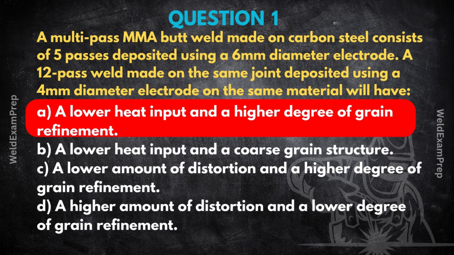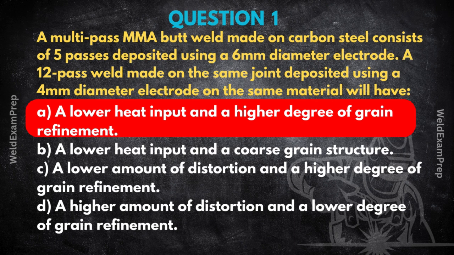But what about the others, like B, suggesting a coarse grain structure? That seems wrong now. Yeah, B is sort of the opposite of what happens. Coarse grains usually come from higher heat input, letting them grow bigger, or maybe not enough of those refining thermal cycles. Lower heat input, more passes, that points away from coarse grains. And options C and D bring in distortion. Now, lower heat can help reduce distortion, that's true, but doing more passes, 12 instead of 5, means more cycles of heating and cooling, more cumulative shrinkage. So the effect on distortion can be a bit more complex. It's not as direct a consequence as the heat input and grain refinement. So A is really the most direct metallurgical outcome described.